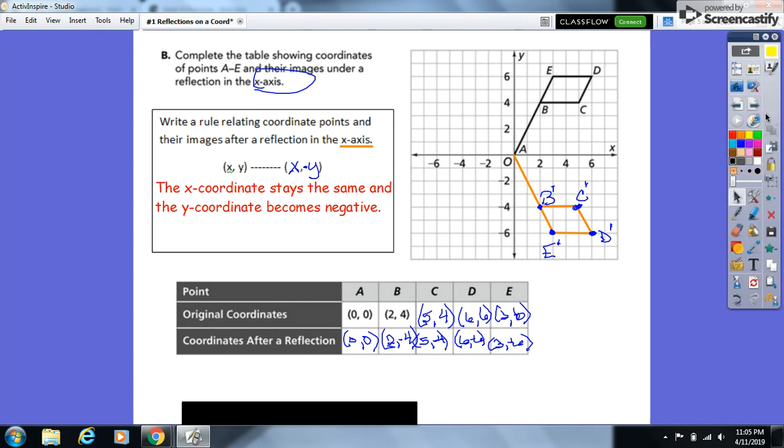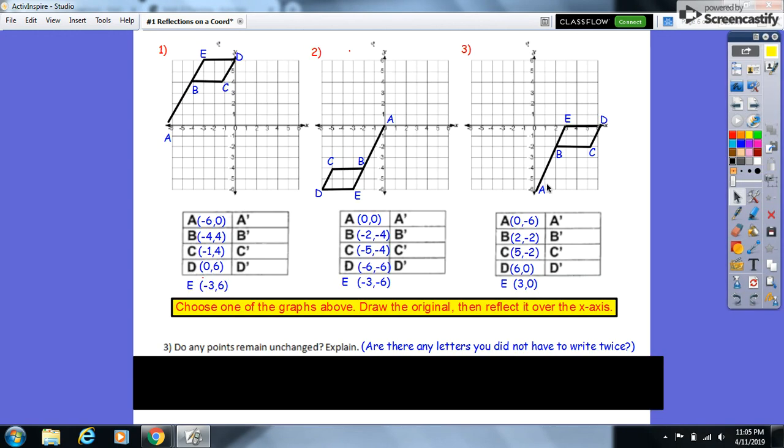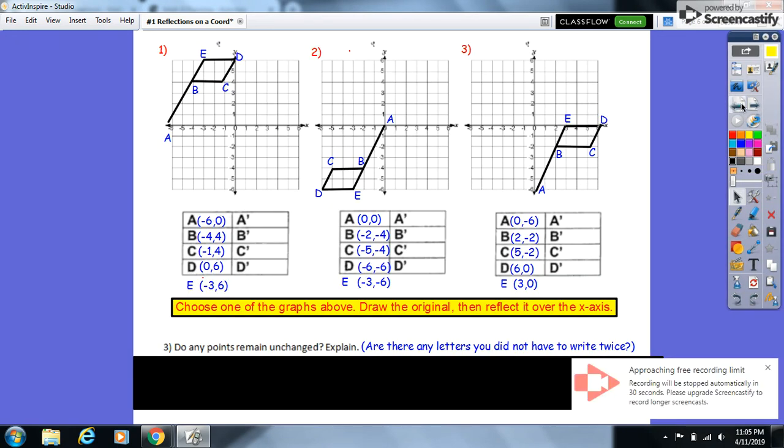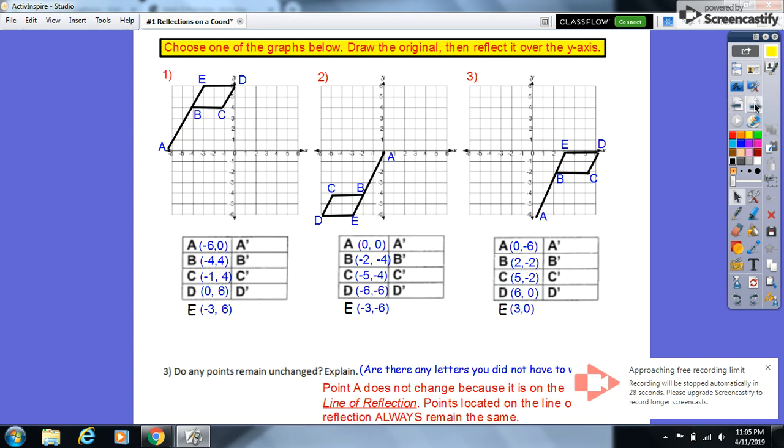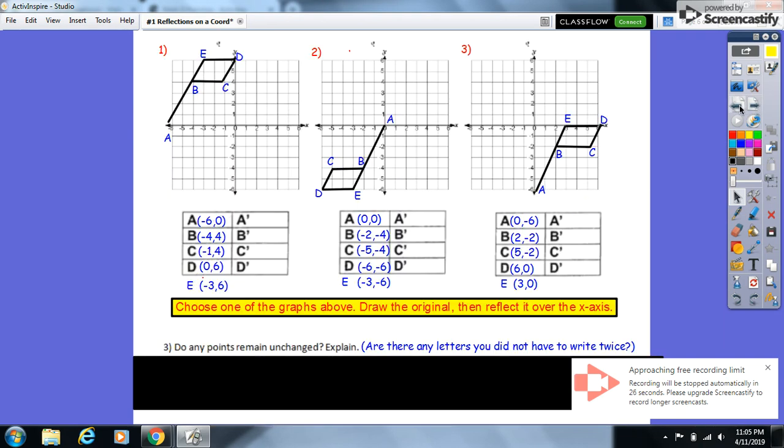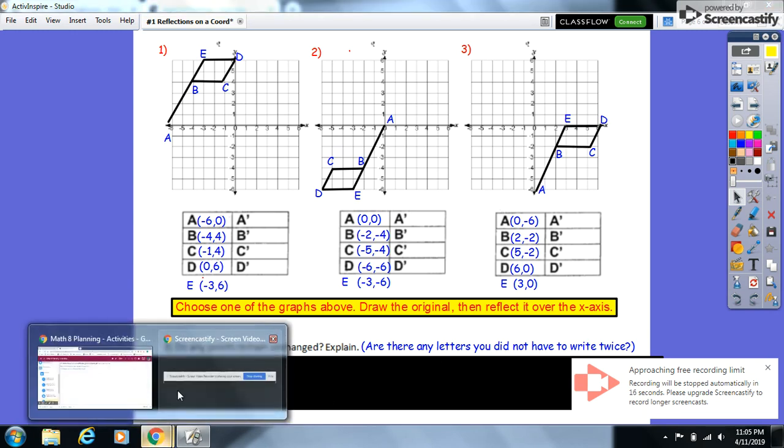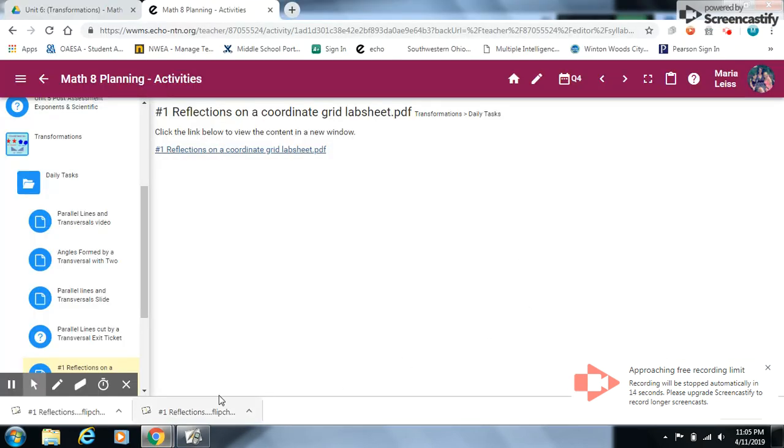What I'd like you to do now is go ahead and practice reflecting over both the front and the back, the x and the y. There will be an exit ticket over this, so good luck. Take your time. Rewatch this video if you need to. Ask questions if you need to. We will see you soon.